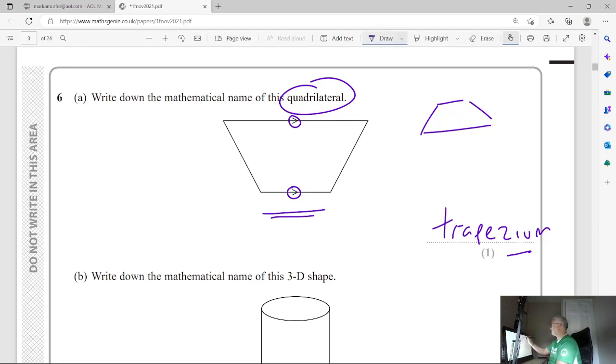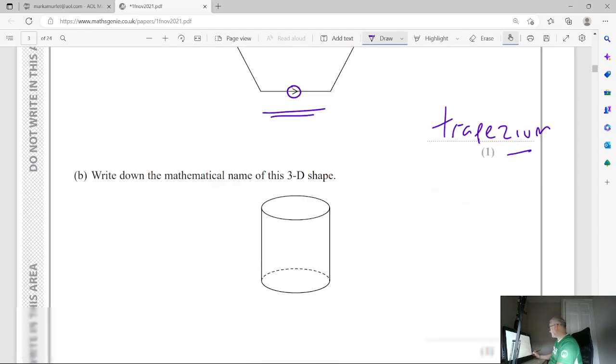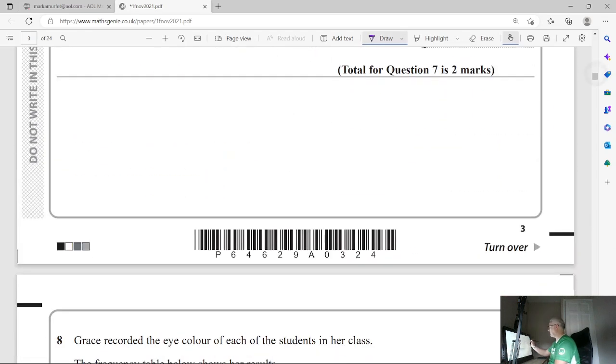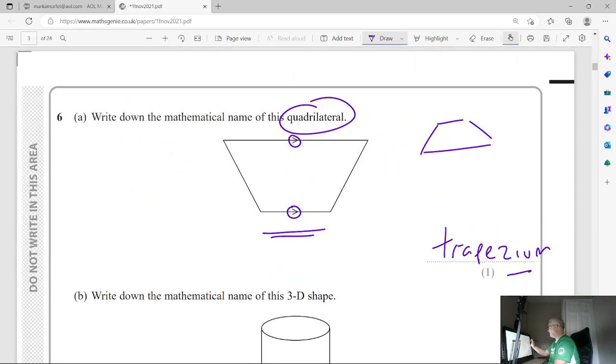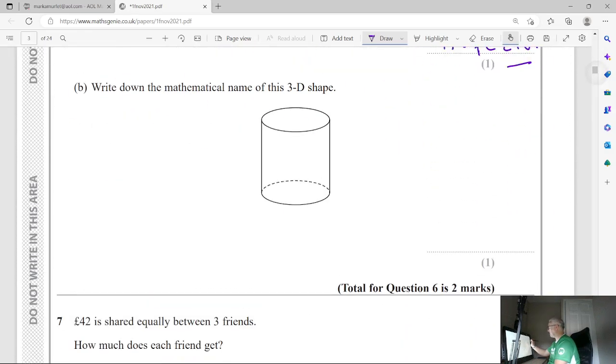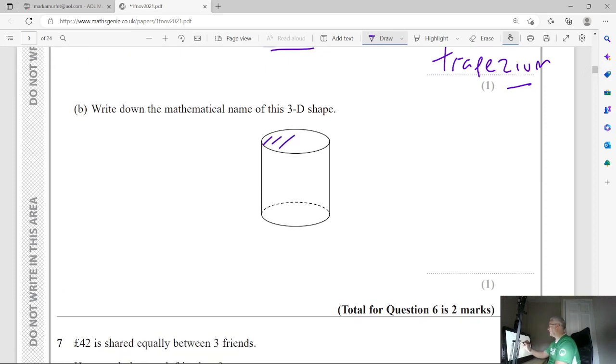Right, on we go. Question B. Write down the name of this mathematical 3D shape. Circle on the top. So it's going to be a cylinder. Only 3D shape really that we come across for GCSE. So a cylinder on that one.